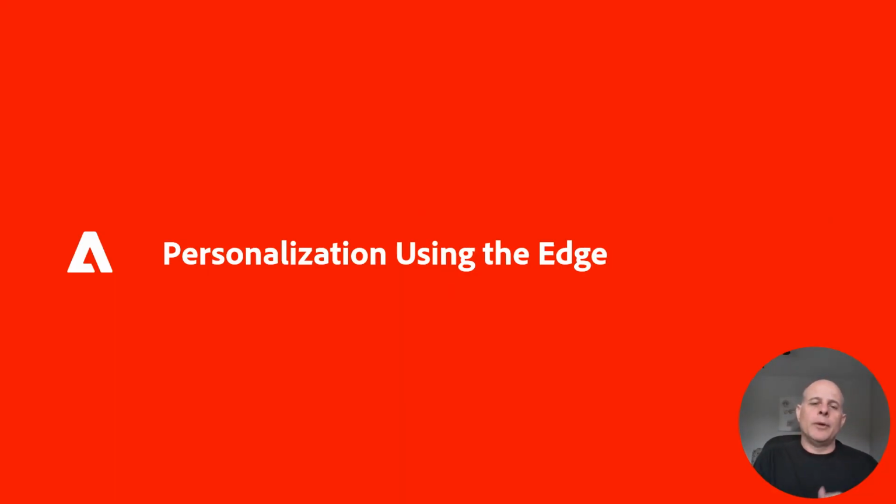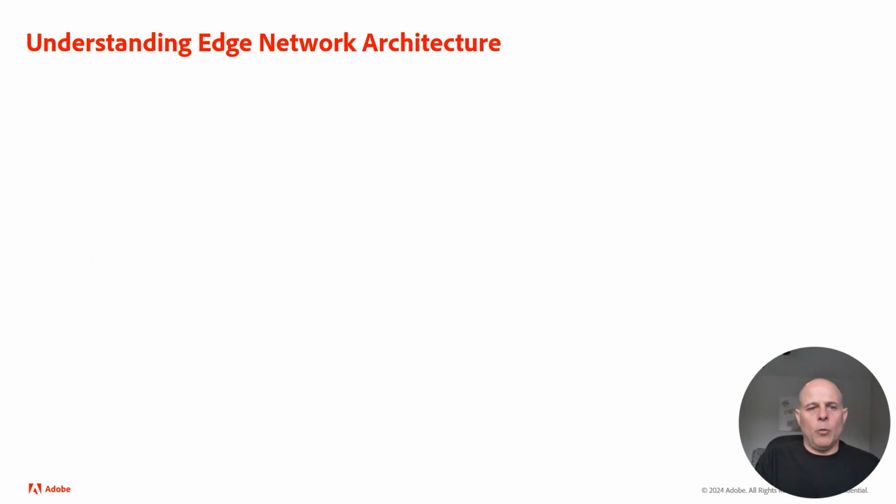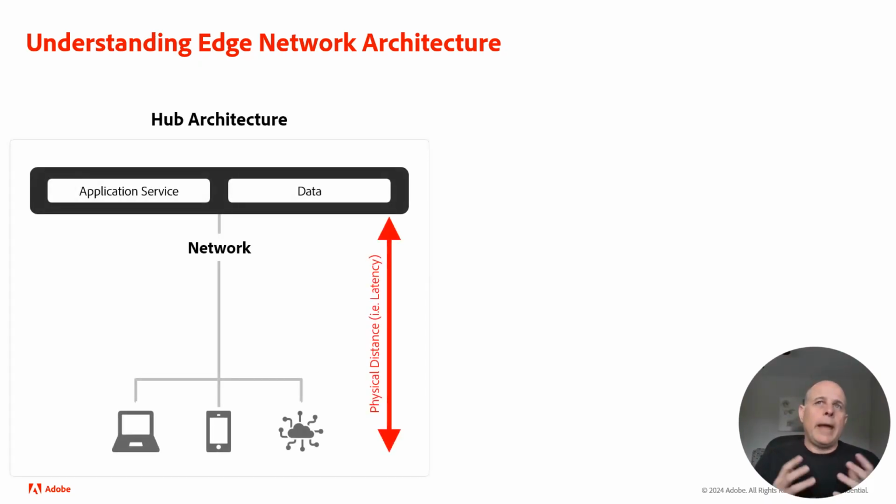So now we're going to walk through an example. The example will be personalization on the edge. There are a couple of different things to go through. One is, what is the edge network in terms of an architecture? A hub architecture is probably where we should start. The hub architecture basically says, for one, I have a centralized place for my application services and my data. And I have all these clients and services and devices out there that are accessing this application and its data from a centralized location.